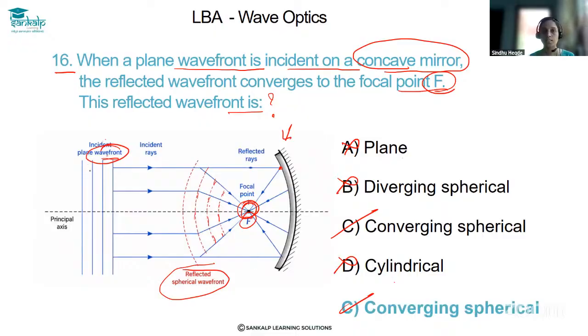First of all, this incident plane wavefront, after reflection, gets converged at a single point. That point is called focal point F, and after that they all are in the shape of spherical wavefronts. So option C is the correct answer. Thank you.